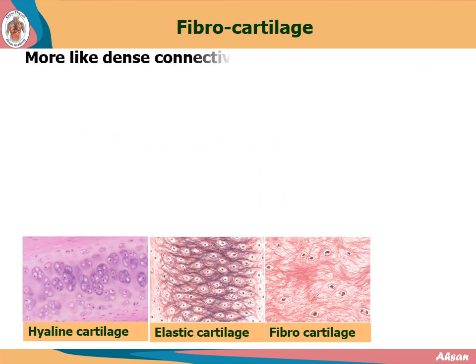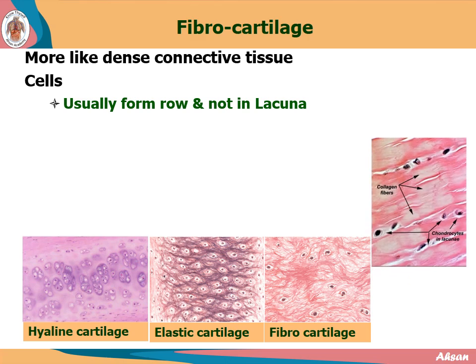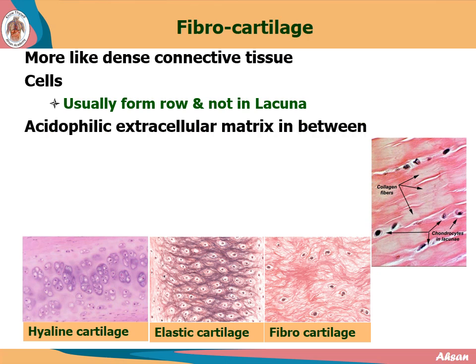Fibrocartilage is the third type of cartilage, and it looks like dense connective tissue. Usually the chondrocytes are placed in rows in between the extracellular matrix, which contains type 1 collagen fiber, and it is pinkish in color, acidophilic.